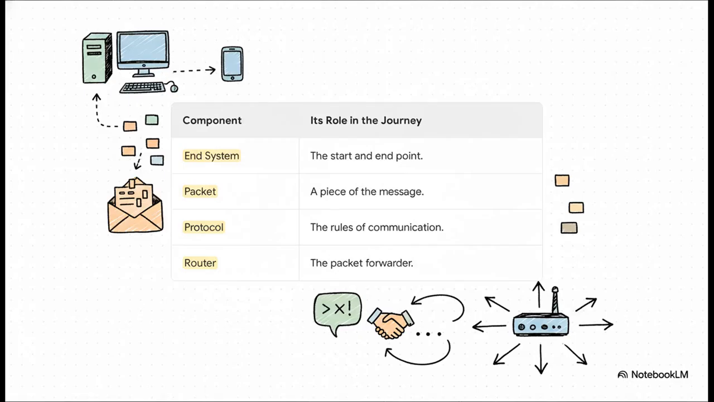So, let's do a quick recap of the main characters in this story, shall we? We had the end system, which was our starting line and our finish line. We had the packet. That was our little piece of digital mail. The protocol was the shared language, the rules of the road that made it all work. And the router was our traffic director, guiding the way at every single intersection.